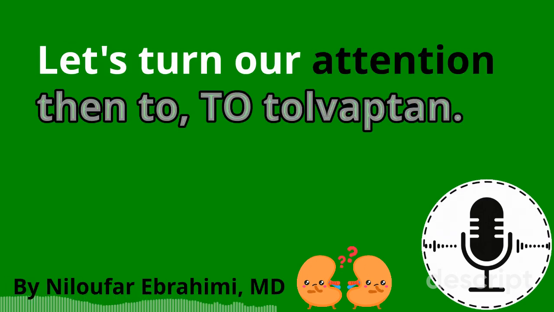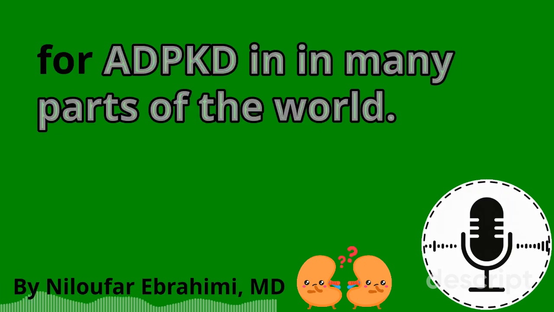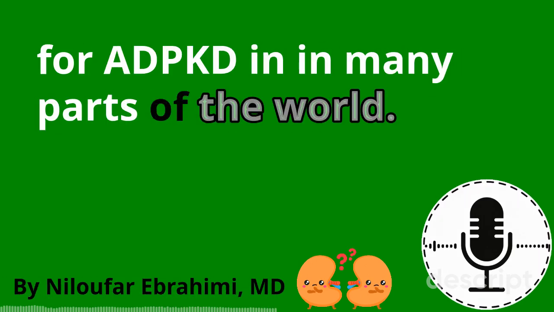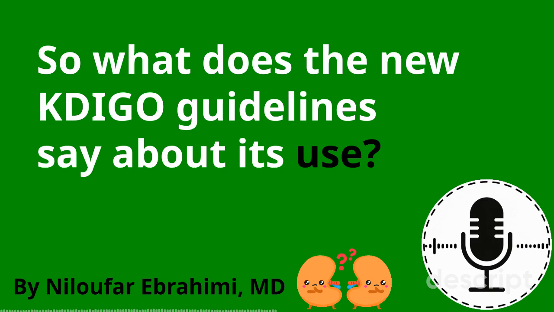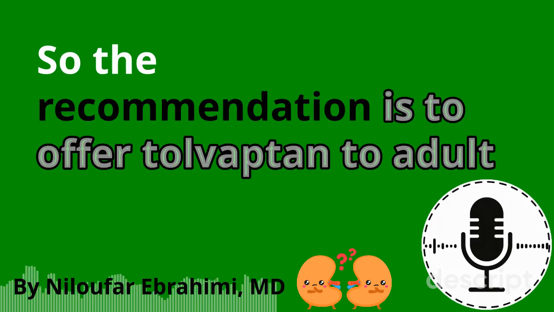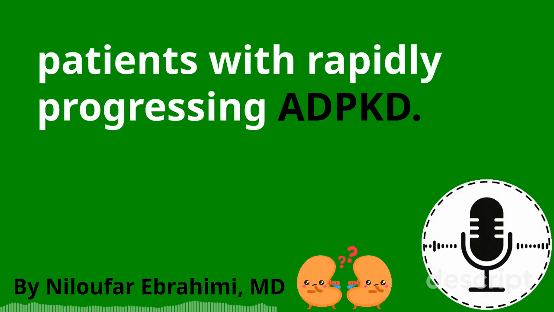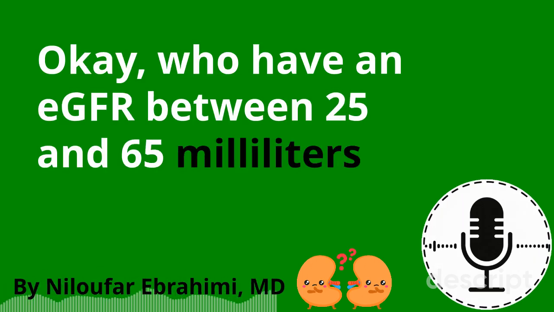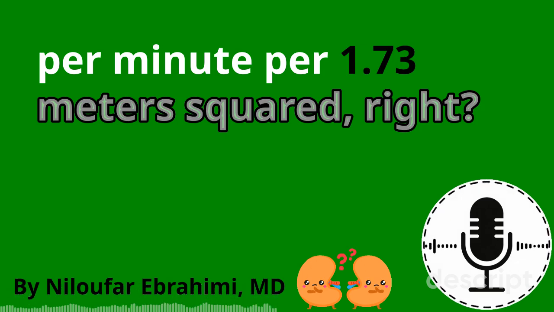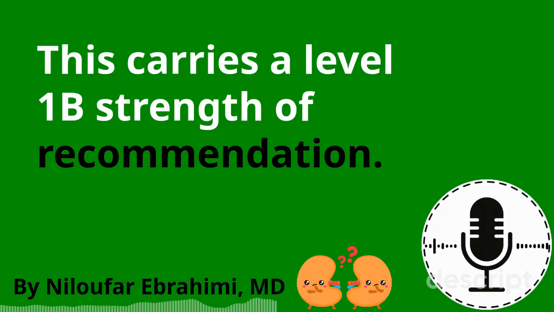Let's turn our attention then to tolvaptan, which is a medication specifically approved for ADPKD in many parts of the world. So what do the new KDIGO guidelines say about its use in your patients? The recommendation is to offer tolvaptan to adult patients with rapidly progressing ADPKD who have an eGFR between 25 and 65 milliliters per minute per 1.73 meters squared. This carries a level 1B strength of recommendation.